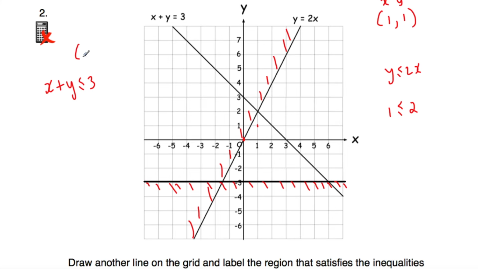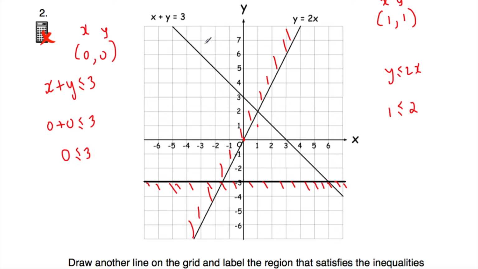So in terms of the origin, that's the point (0, 0). It's got an x-coordinate of 0 and a y-coordinate of 0. So we'll have 0 plus 0 is less than or equal to 3. And 0 plus 0 is 0, so you get 0 is less than or equal to 3. And 0 is less than 3. So that means that this is on the side that's being accepted.